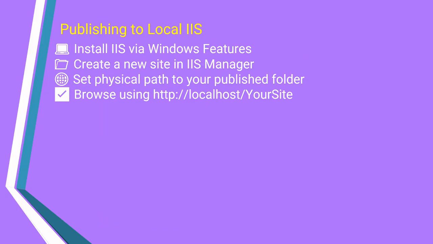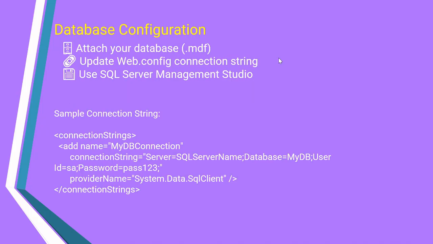To test your site locally, use IIS Manager. Create a new website, set the published folder path, and browse it on localhost. Make sure your hosted project points to the correct SQL Server database by updating the connection string in web.config.